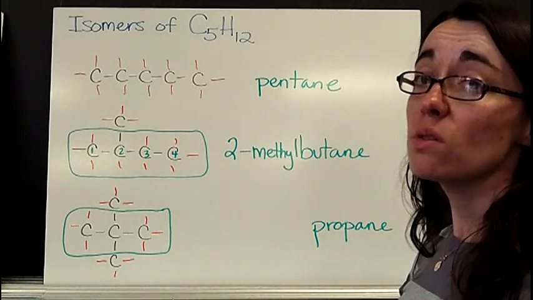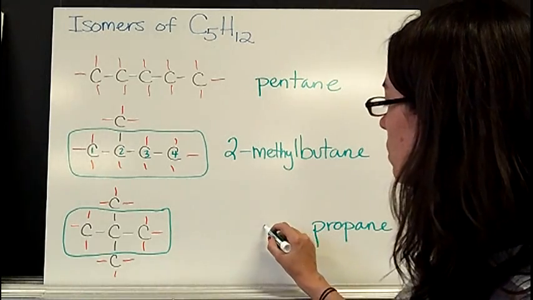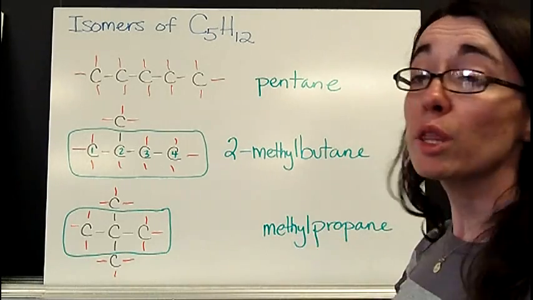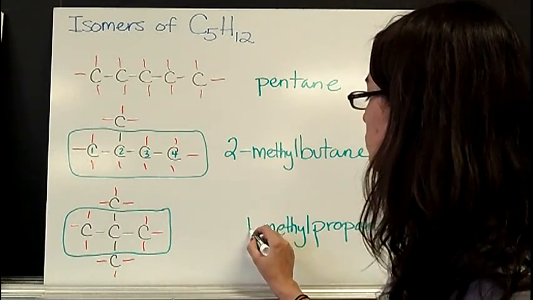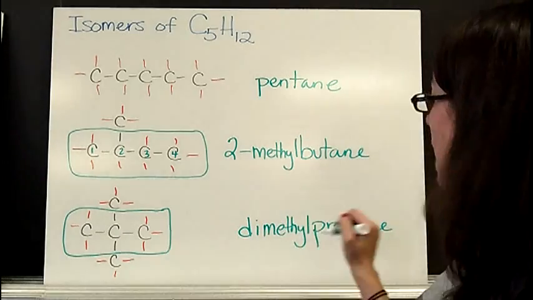When that happens, we're going to use a prefix with the branch name. So it's methyl, just like before, but there are 2 of them. So we're going to use the prefix di. Okay, so we got dimethylpropane.